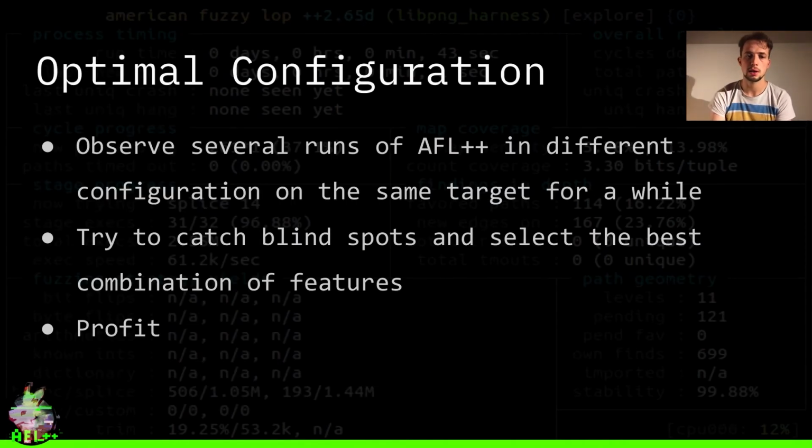So, specifically targeted towards the Fuzzbench runs, what we do right now is we optimize and handpick each individual fuzz case. What you can see is, to get an optimal configuration, you need to run the fuzzer for a bit, observe several runs of AFL++ in different configurations, and then afterwards you can see where the blind spots are and select the best combination of features. Of course, this is some sort of over-approximation because we can't really say in advance what to do.